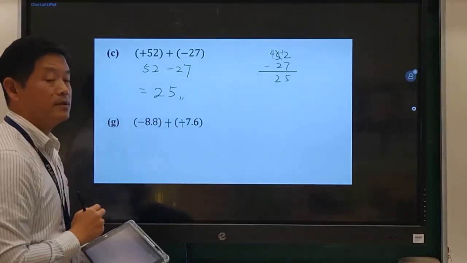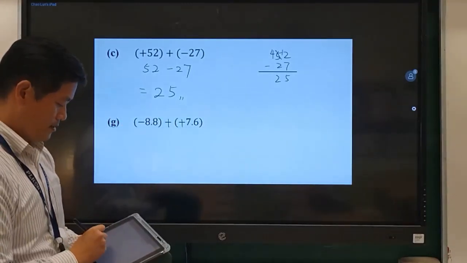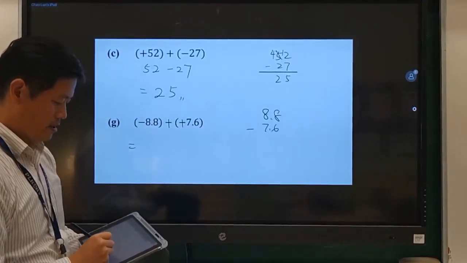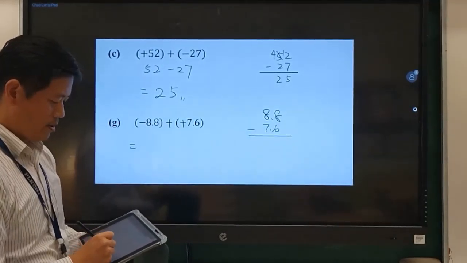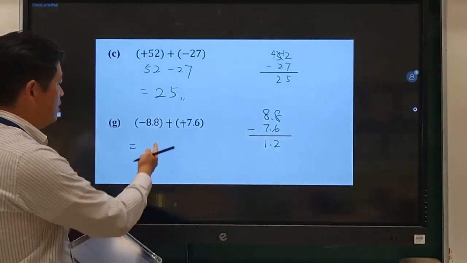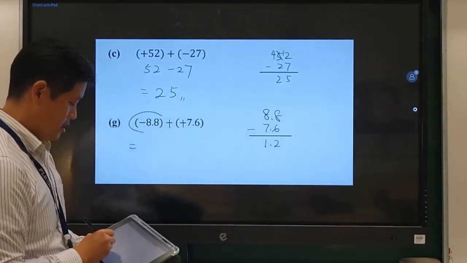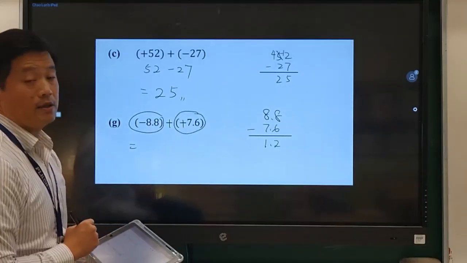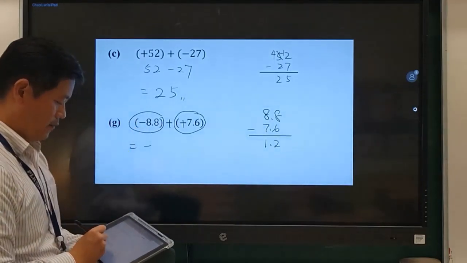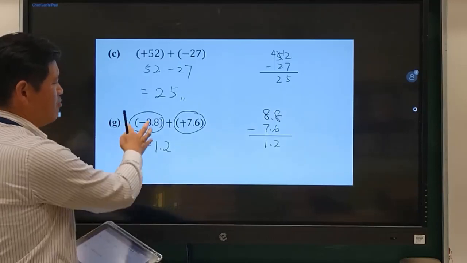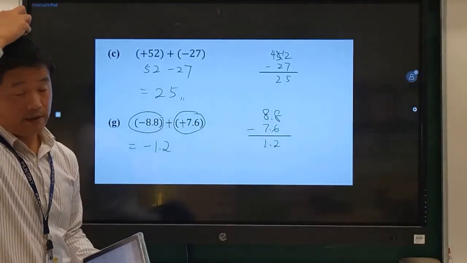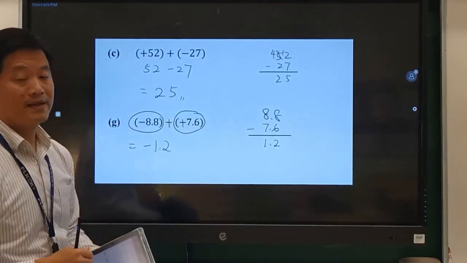Since the signs are different, then I need to subtract them, which equals 8.8 take away 7.6, that becomes 1.2. Well, positive or negative? How do I know? Well, for me, I say the negative number is larger than the positive number, therefore the remaining will be negative 1.2 because there are more negative numbers in this case. So your answer is going to be negative. Now again, this works with plus and minuses.